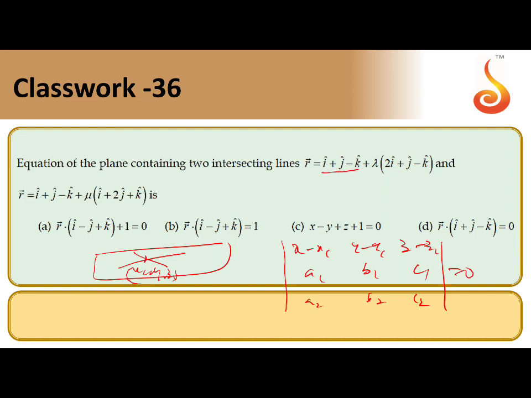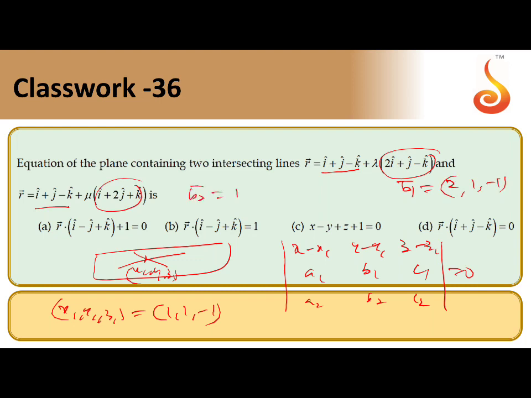Observe both the lines: i plus j minus k, and i plus j minus k. That is the common point, so x1, y1, z1 is 1, 1, minus 1. Clear? Now we want a1, b1, c1, a2, b2, c2. That comes from the parallel vectors. This is b1 bar, with components 2, 1, minus 1. The other vector b2 bar is 1, 2, 1. These are the DRs a1, b1, c1, a2, b2, c2. Substitute in the formula to get the answer for this one.